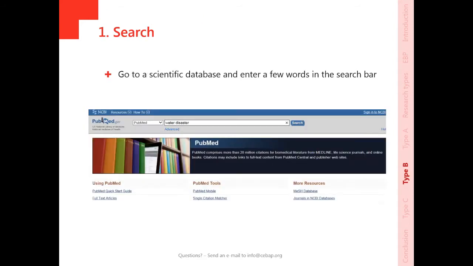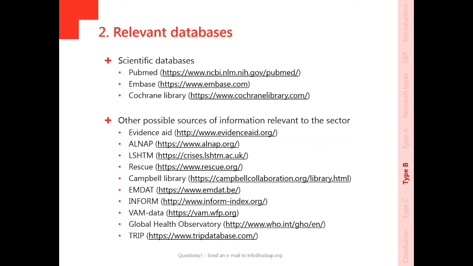Basically, you should just go to a scientific database and enter a few words in the search bar. For example, water and disaster. And then you can pick some of the papers you are interested in and start reading those. This is an overview of the most important databases I am aware of. We mostly use PubMed, Embase, or the Cochrane Library. Other possible databases that are relevant to the sector are Evidence Aid, ALNAP, the London School of Hygiene and Tropical Medicine, Rescue, Campbell Library, 3IE, MDAT, Inform, VAM Data, Global Health Observatory, and TRIP. Possibly there are even other databases available.